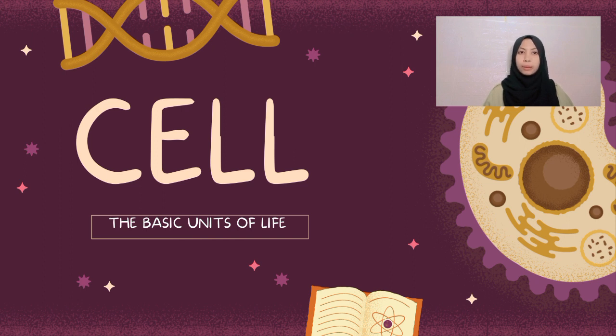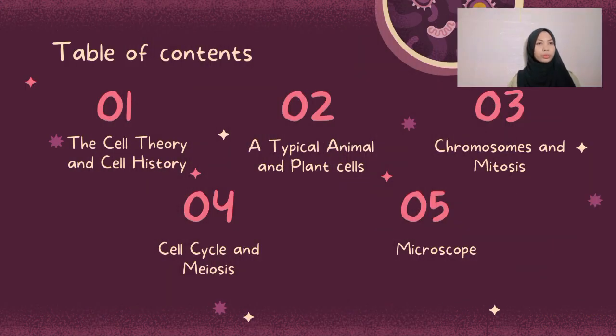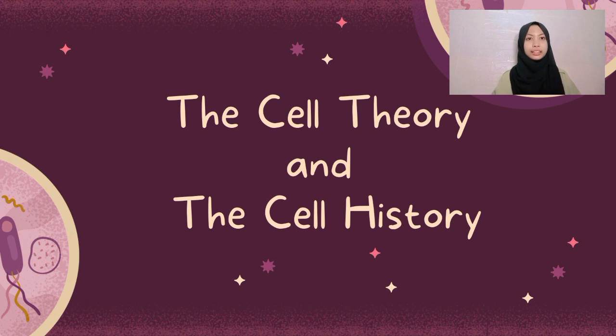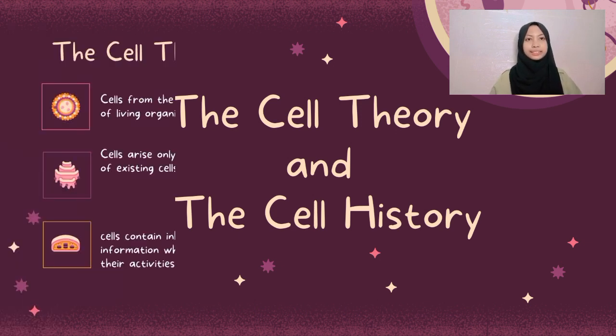The topic that will be presented is cells. This topic is very important because cells are the basic units of life that make up living things, including us. The main points that we will be talking about are, firstly, the cell theory and the cell history; secondly, a typical animal and plant cell; thirdly, chromosomes and mitosis; next, the cell cycle and meiosis; finally, we will be talking about the microscope. Let's start with the cell theory and the cell history.